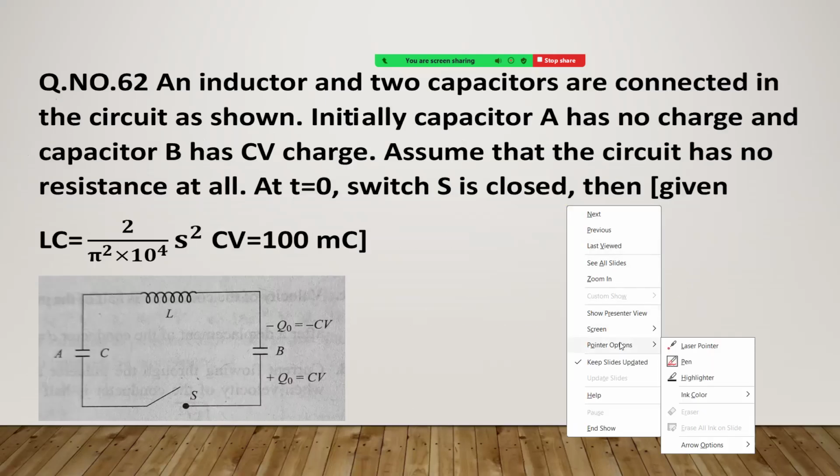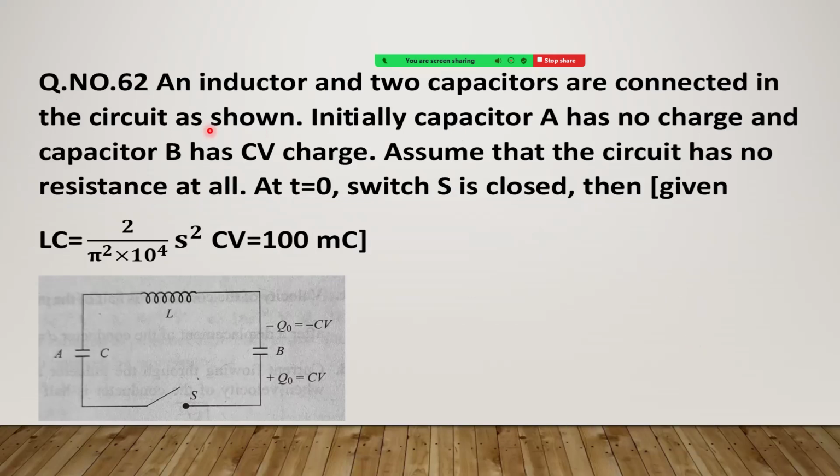Let's see the question given. An inductor and two capacitors are connected in the circuit as shown. Initially, capacitor A has no charge and capacitor B has CV charge. Assume that the circuit has no resistance at all, means purely LC, right? At t equal to 0, the switch is closed. And given condition here, CV value is 100 millicoulomb. Okay, right.